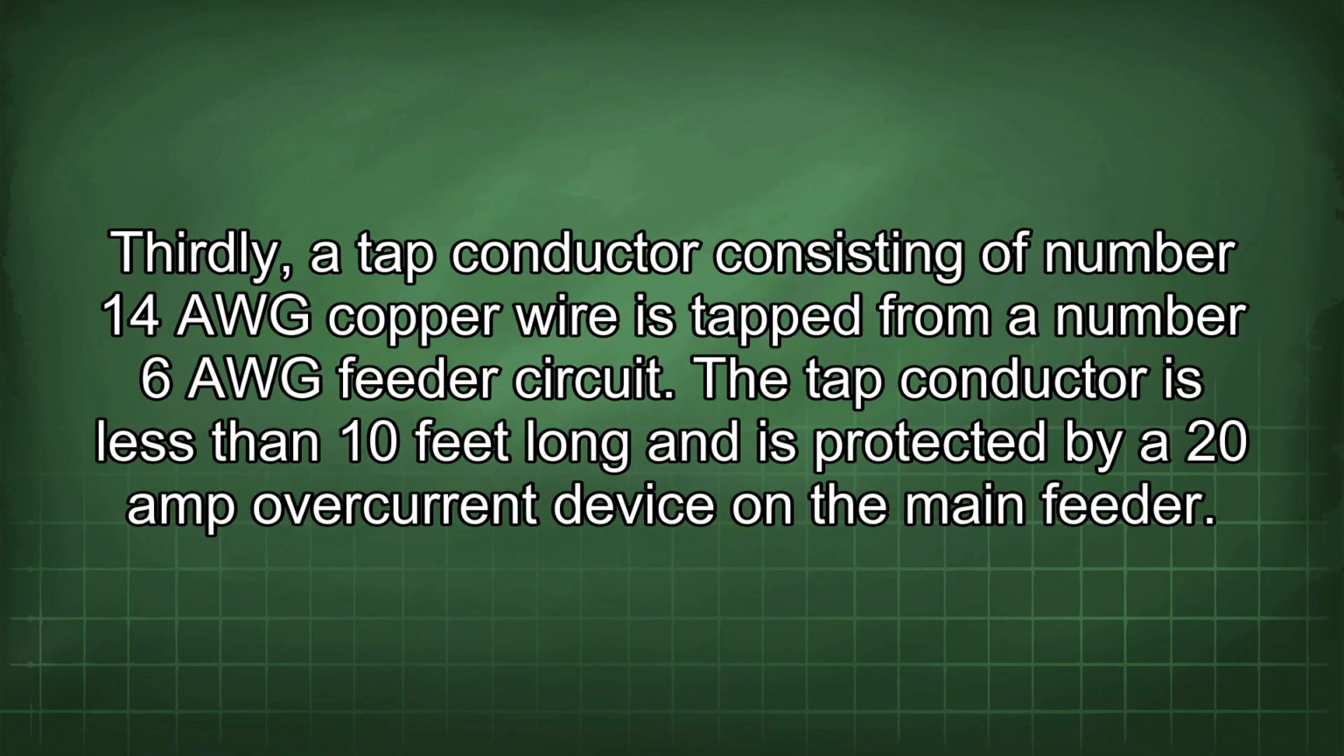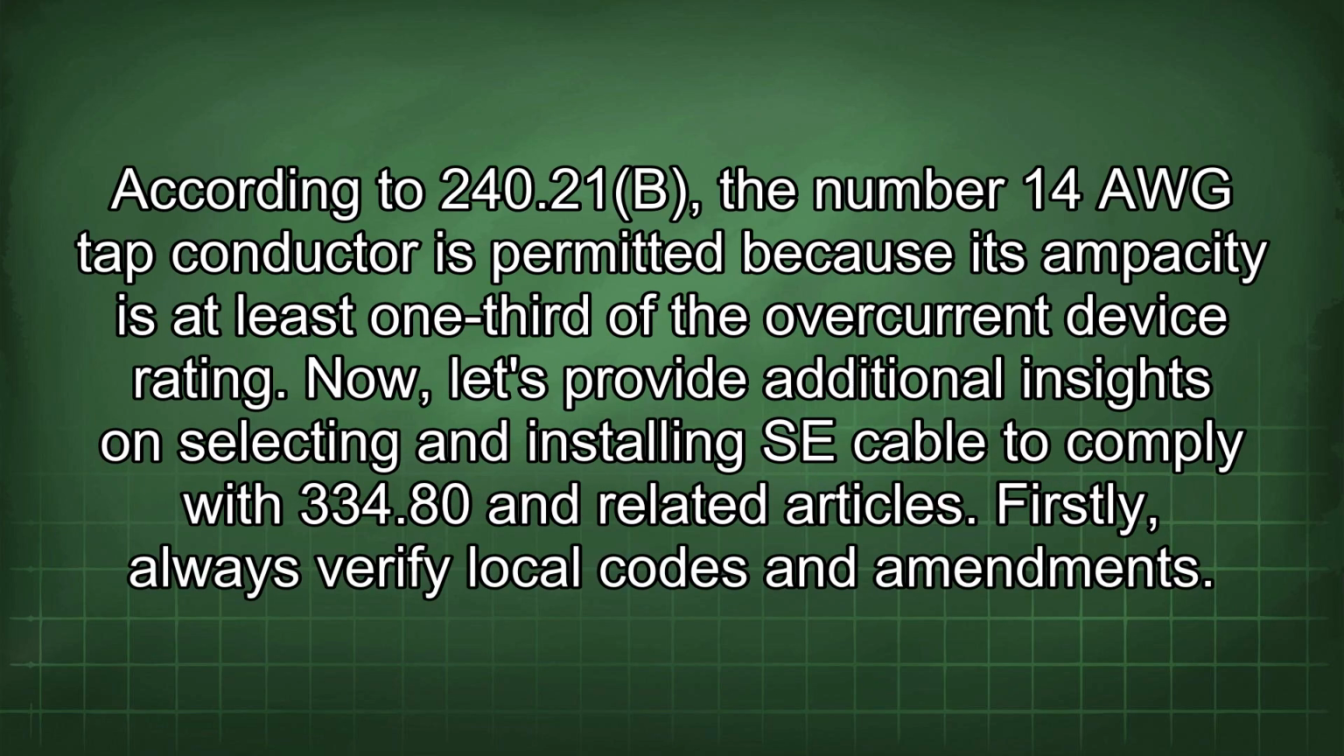Thirdly, a tap conductor consisting of number 14 AWG copper wire is tapped from a number 6 AWG feeder circuit. The tap conductor is less than 10 feet long and is protected by a 20 amp overcurrent device on the main feeder. According to 240.21(B), the number 14 AWG tap conductor is permitted because its ampacity is at least 1/3 of the overcurrent device rating.